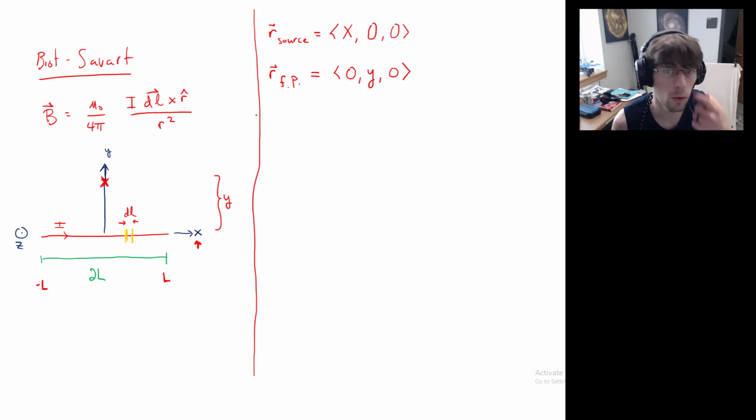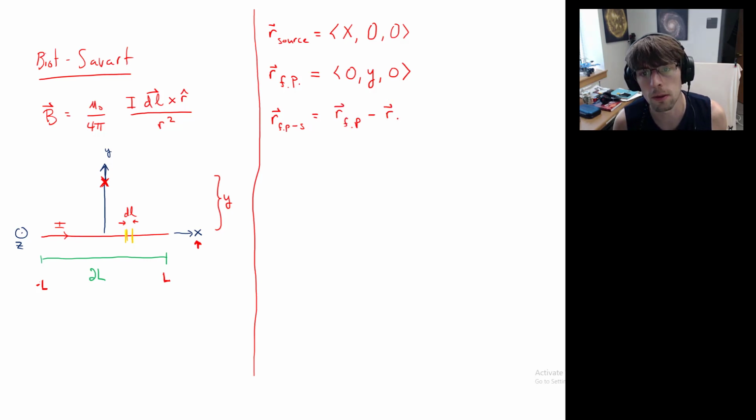Okay. Now we need the relative position vector between the field point and the source. Again, this is review, so I assume that you're working through this. That's the field point minus the source, right? You could think of this as final minus initial would be another way of thinking of it. And so we have x, comma, negative y, comma, 0.